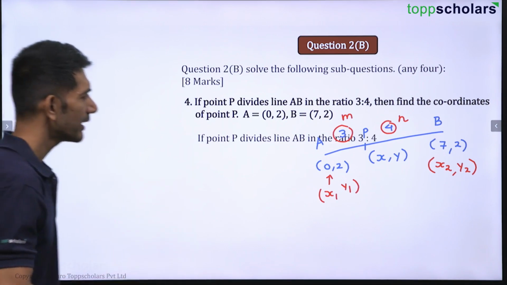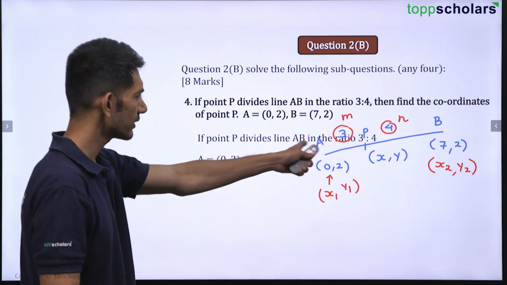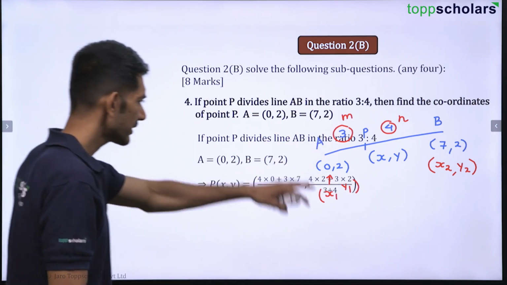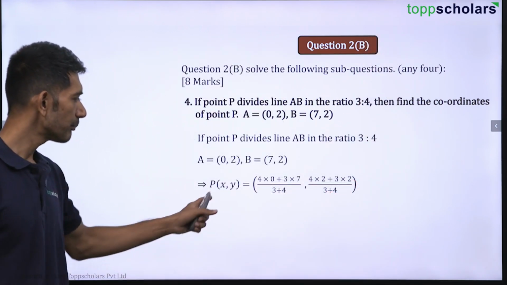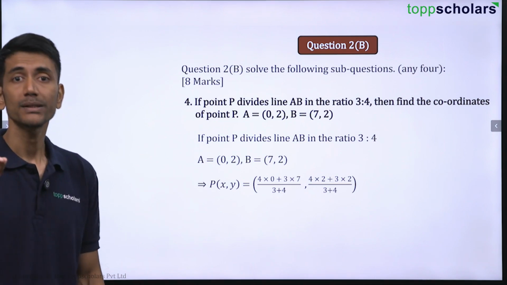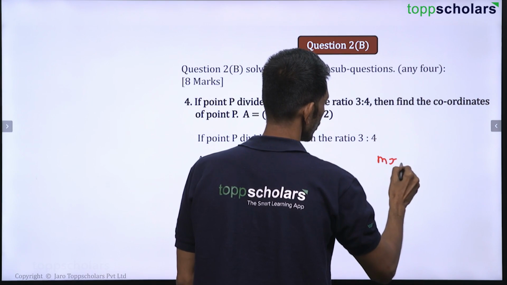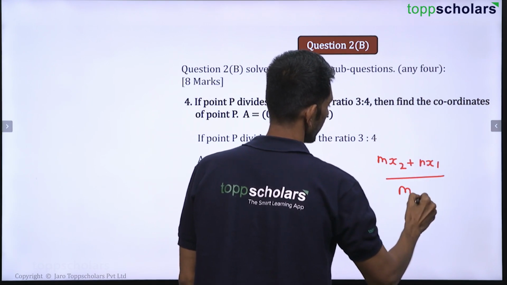Okay, let's see the formula later. So this is how it should look. Anyways, you can ignore the first line, it is just the ratio 3:4 given. Okay, I'll just erase this for you. So you know the formula, P(x, y) is (mx2 plus nx1) by (m plus n). So this is what? This is mx2 plus nx1 by m plus n.